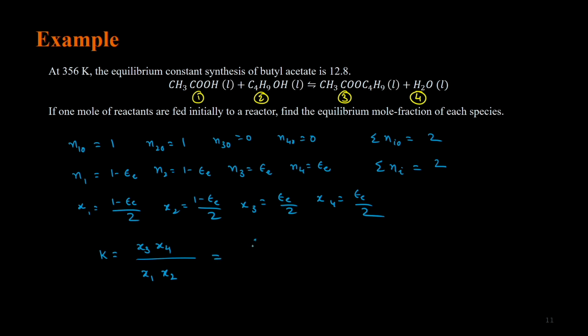It will be X1 times X2 in the denominator. So this will be epsilon E over 2 times epsilon E over 2, divided by 1 minus epsilon E over 2 times 1 minus epsilon E over 2. So this will be epsilon E squared over 1 minus epsilon E squared. This is the value for K, and we're already given the value of K. K is 12.8, so at equilibrium, epsilon E squared over 1 minus epsilon E squared will be equal to 12.8. If I solve this equation, I get the reaction coordinate at equilibrium. In this scenario, it turns out to be 0.787816.